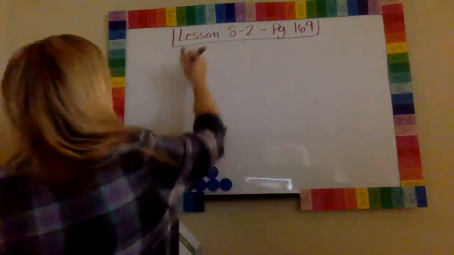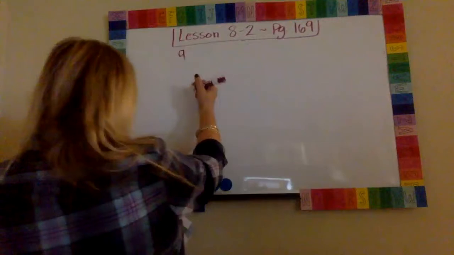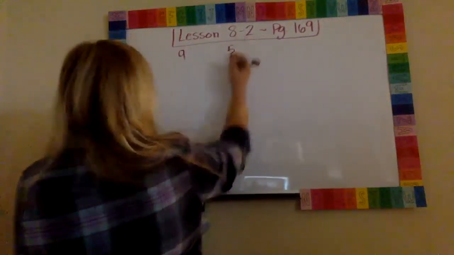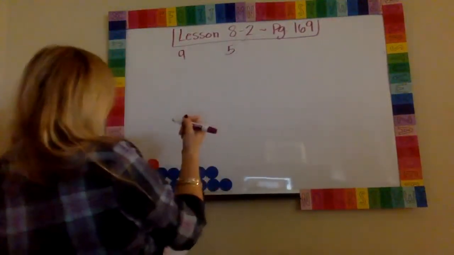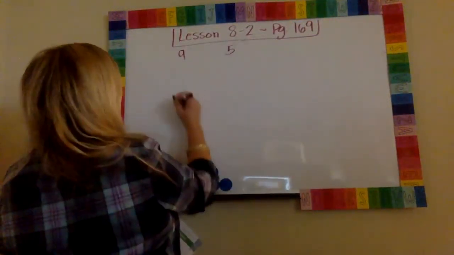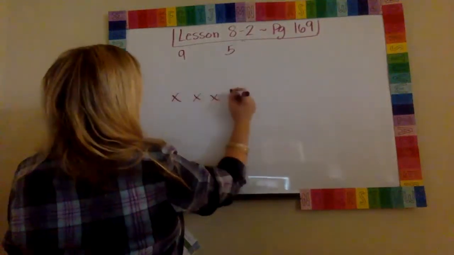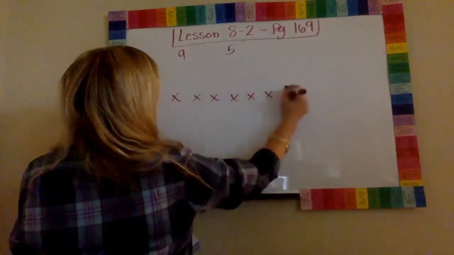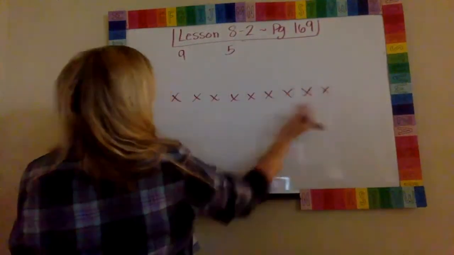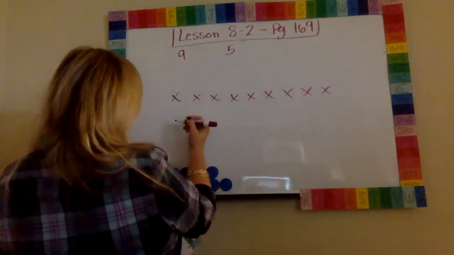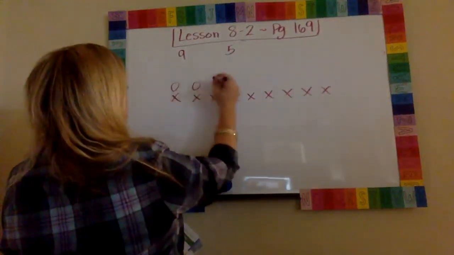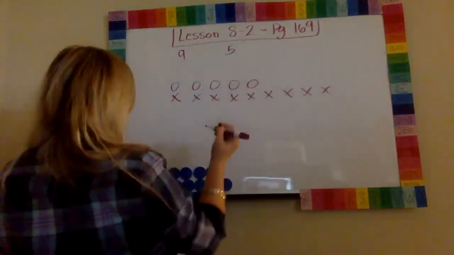All right, 9 frogs. You're circling it. 5 lily pads. They didn't draw it, and that's okay. You don't have to draw it. 1, 2, 3, 4, 5, 6, 7, 8, and 9. And then I'm going to draw 5 lily pads. 1, 2, 3, 4, 5.